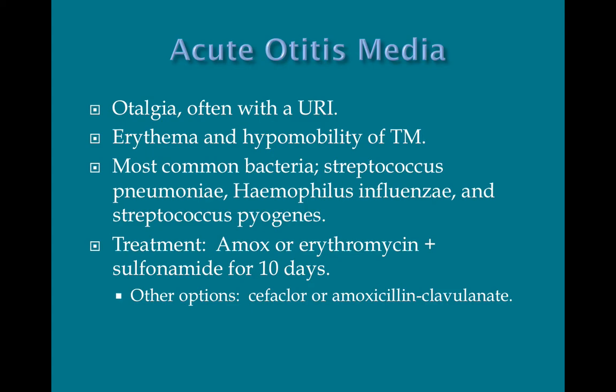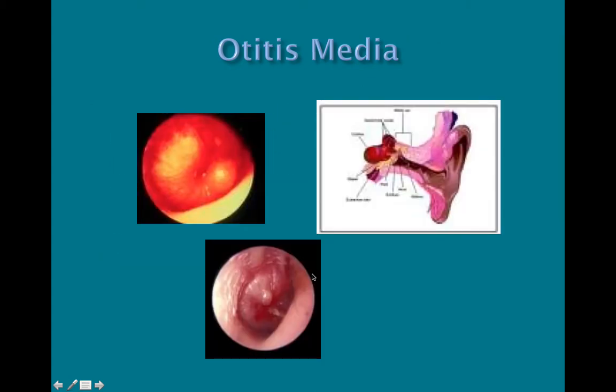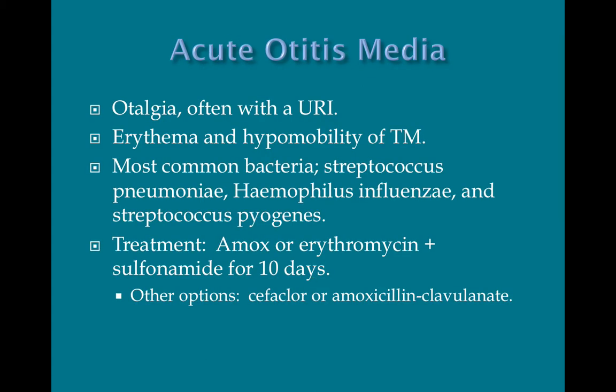The most common pathogens are Streptococcus pneumoniae, Haemophilus influenzae, and Streptococcus pyogenes. The treatment is amoxicillin or erythromycin plus a sulfonamide for 10 days. Other options are cefaclor or the amoxicillin clavulanic acid combination found in Augmentin.